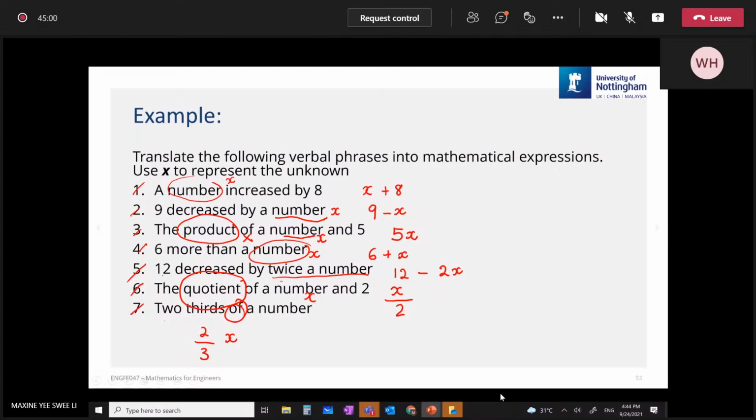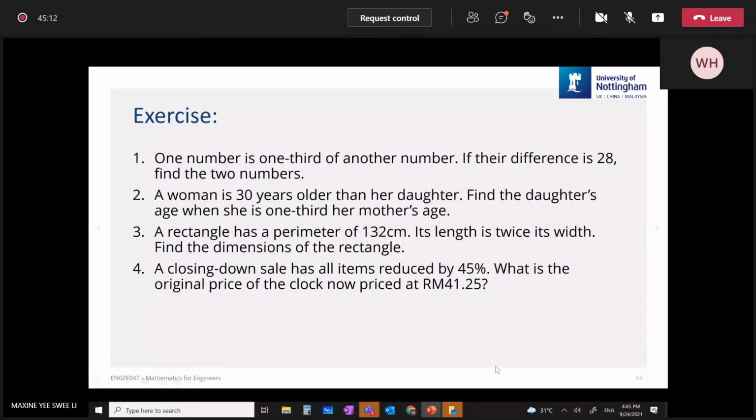Okay, so it's a very simple example of how we are going to translate these statements into mathematical expressions. Now let's take a look at some exercises. Just 4 exercise problems here. You have more complicated, more involved word problem questions in your tutorial. I know some of you have already tried the tutorial. If you haven't, please do it by this weekend. All right, let's go into exercise question number 1.